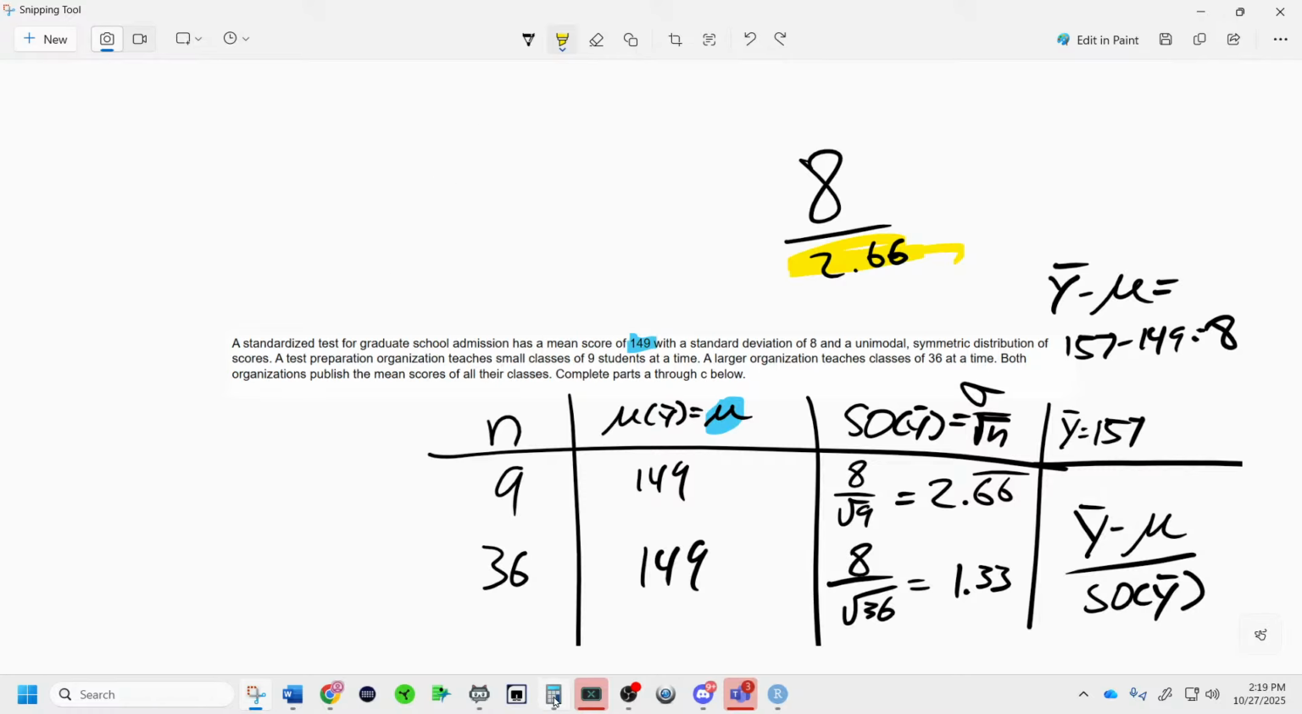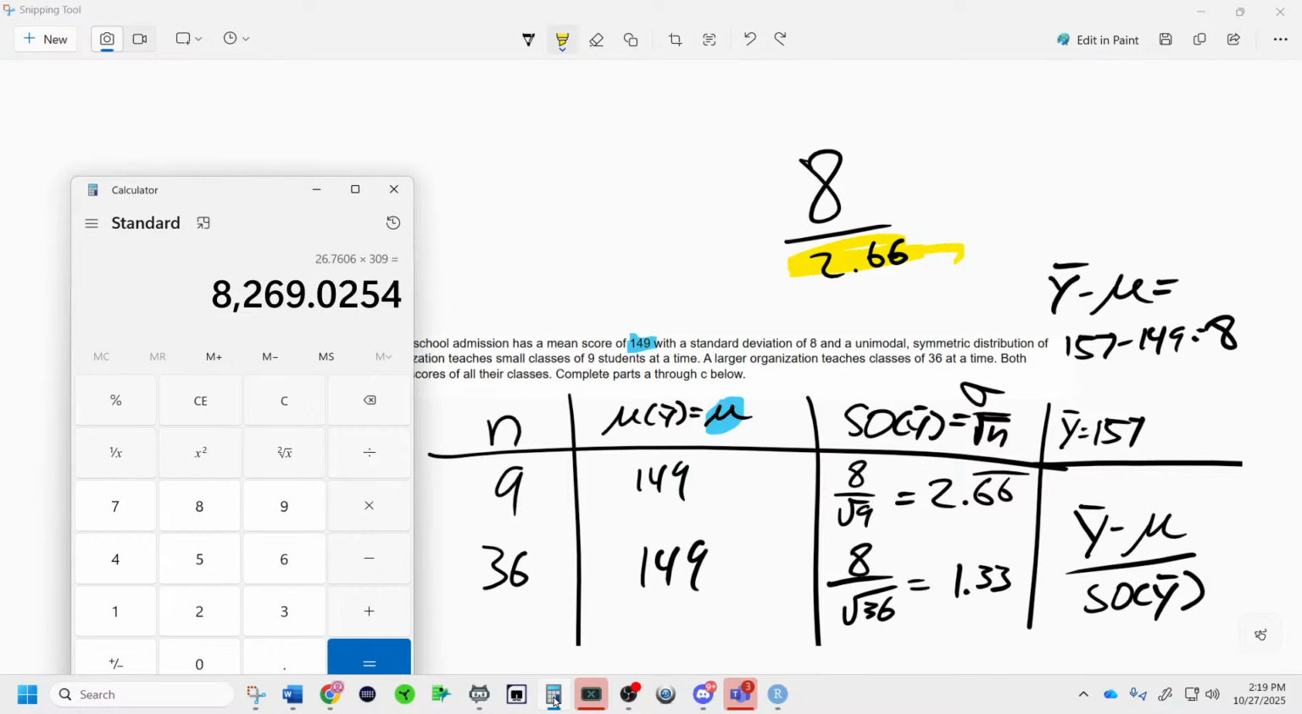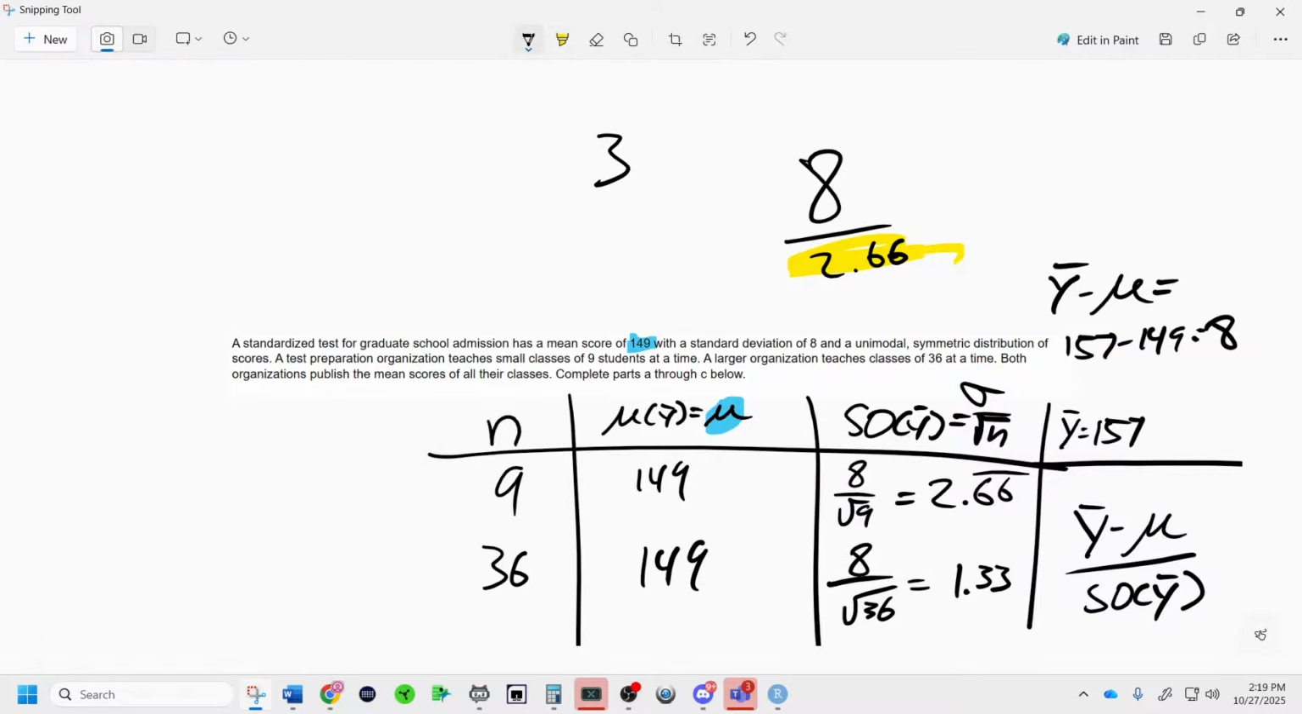My brain's too slow today. That's not 3, is it? No way. It's like 2.33. So 8 divided by 2.6. It is 3. Wow. Good stuff. So this would be 3 for the smaller organization.